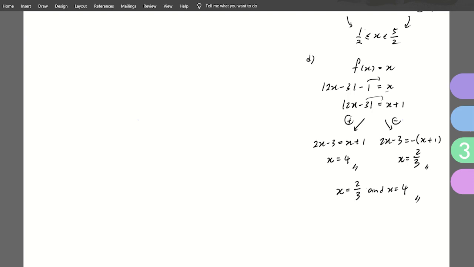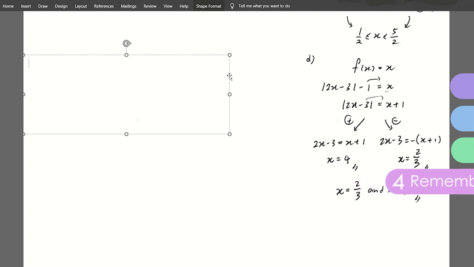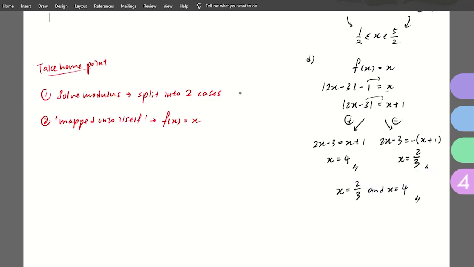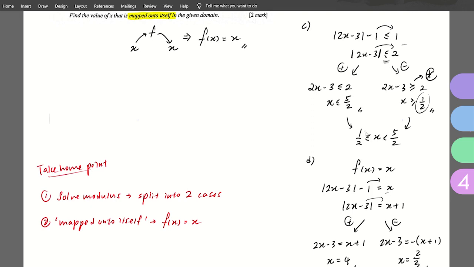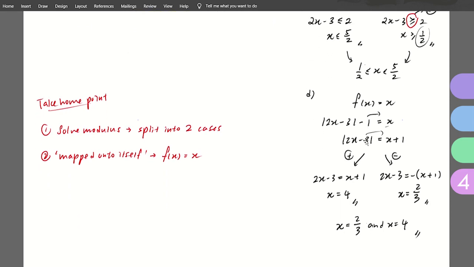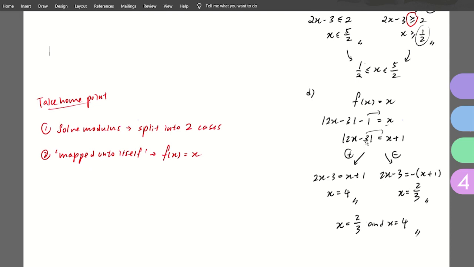For this video, the take home points are two. I summarize here: when it comes to solving moduluses, make sure you split it into two cases, the positive case and the negative case. Note that for the negative case, when it comes to inequality, you have to change the sign. This is one of the common mistakes students make, where they forget this part. The second one is mapped onto itself. You put the object into this function, and it comes out the same thing, which is x. For this type of question, you can use f of x equals x.